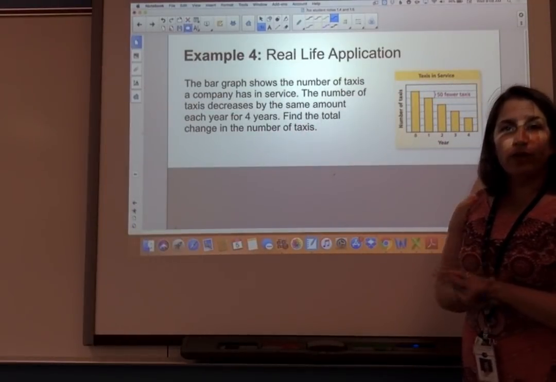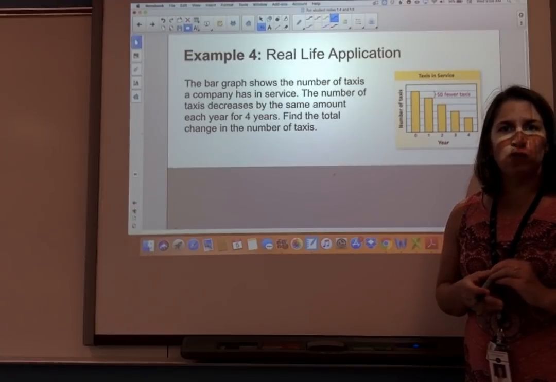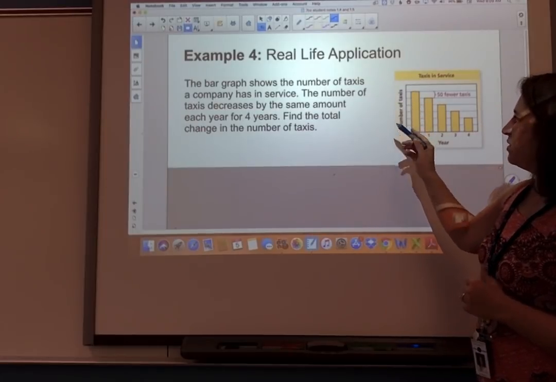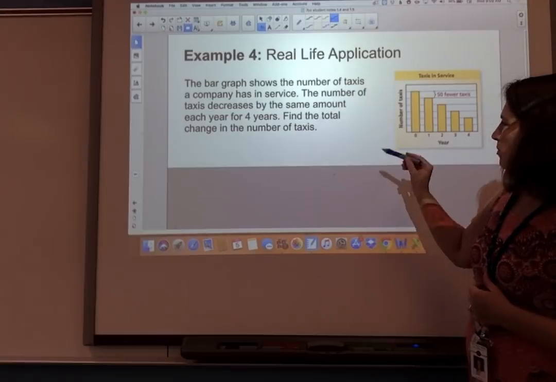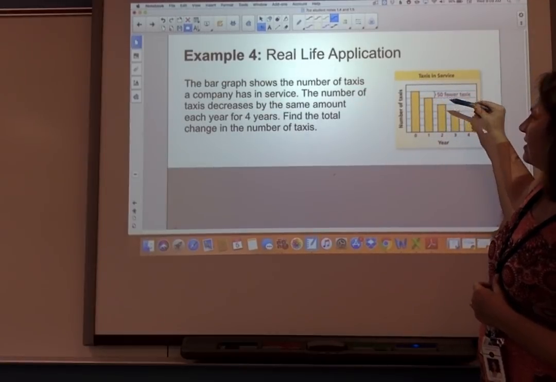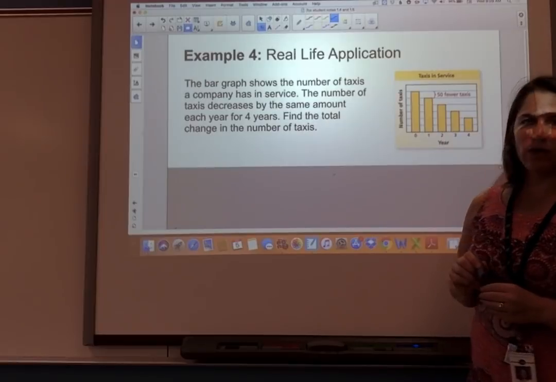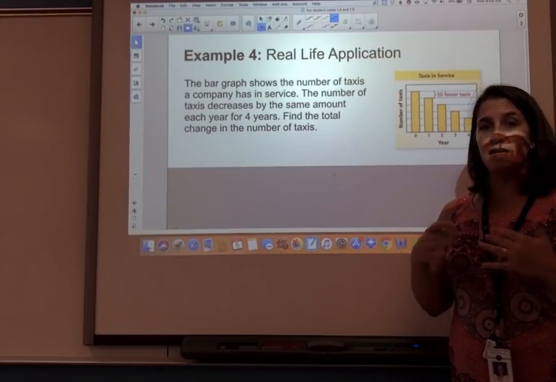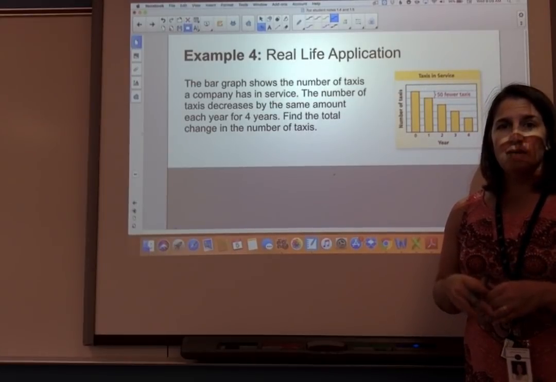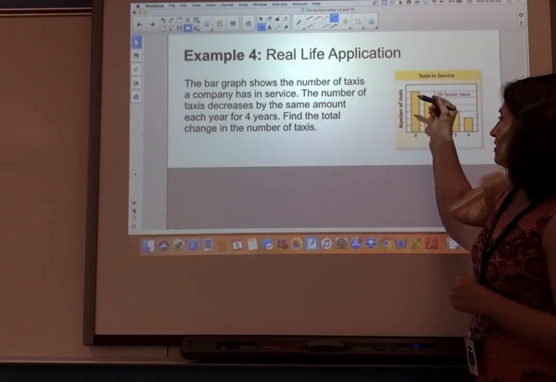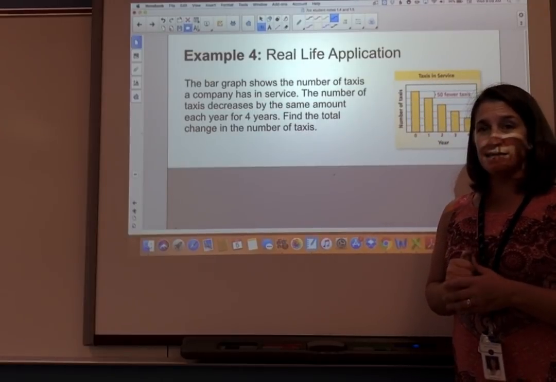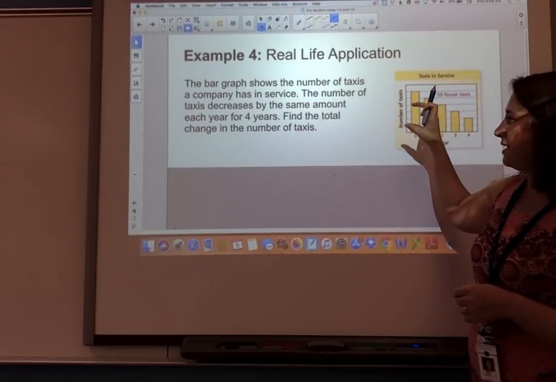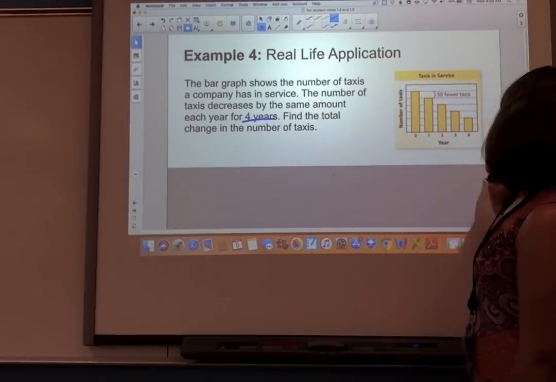Now let's look at an example of a real-life application. Here we have this bar graph showing the number of taxis a company has in service. We don't have a number here, so we don't exactly know how many we started with, but we can see from the graph that the number of taxis decreases by the same amount each year, and that amount is 50. So it's going down by 50 every year for 4 years. So let's think of what we're really multiplying here. Down by 50, the integer would be not positive 50, but -50. And then that change is going to be -50 times 4 years.